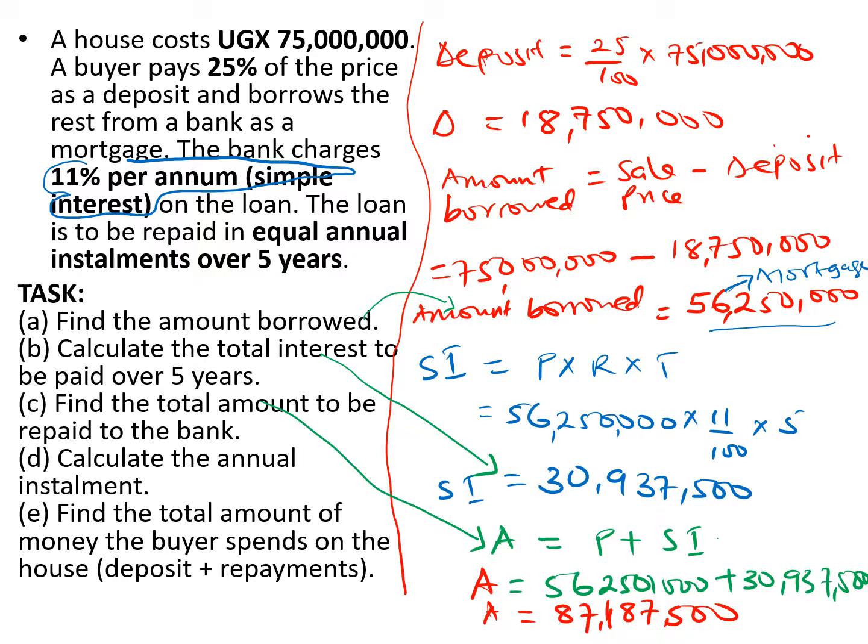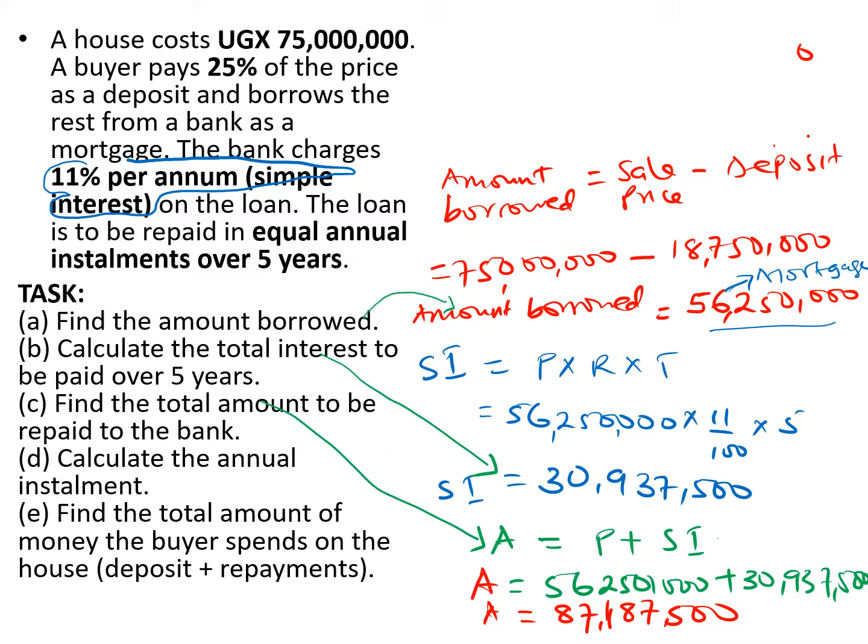And then what will be the annual installment? Whenever we are getting that, ask yourself, how many years? 5. How much will I pay in total? It's 87,187,500. Still, you can allow me to take off this.